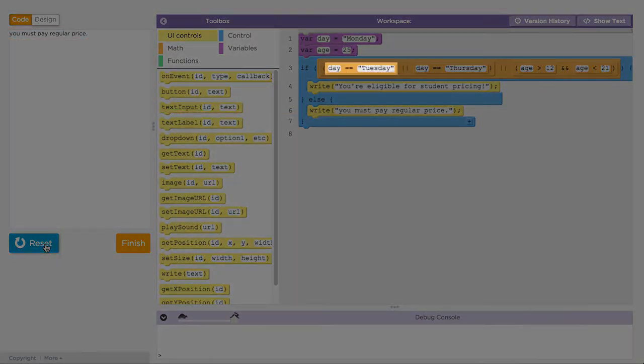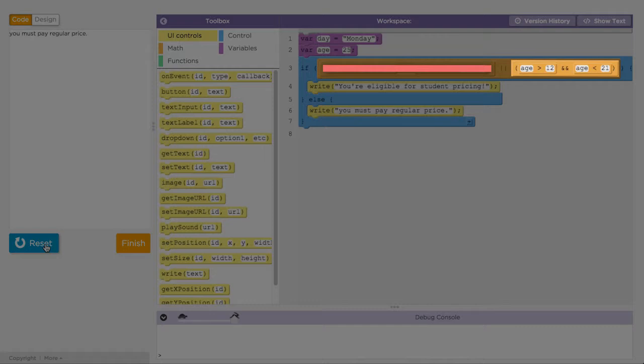First, the computer checks if the day is Tuesday. It's not, so that is false. Then the computer checks if the day is Thursday. It's also not, so that is false as well. Since it's not Tuesday or Thursday, and at least one side must be true for an OR statement to evaluate to true, that whole expression evaluates to false.